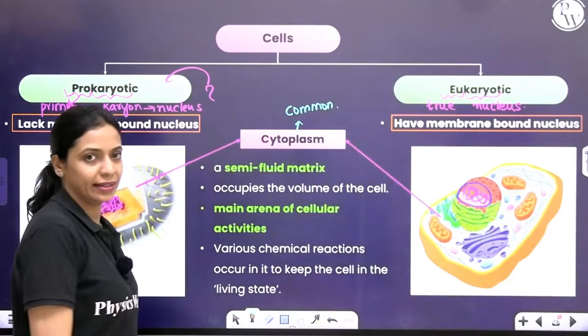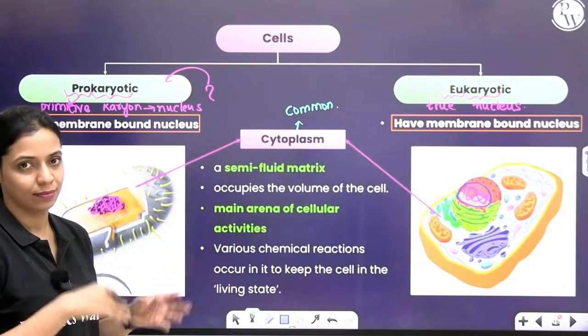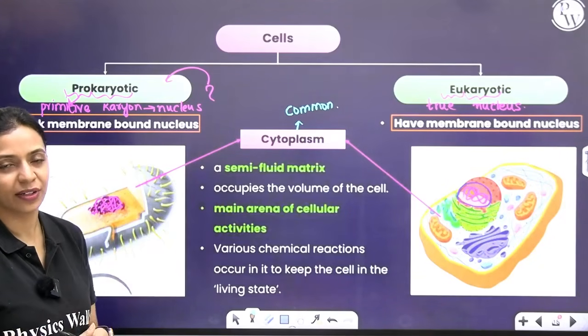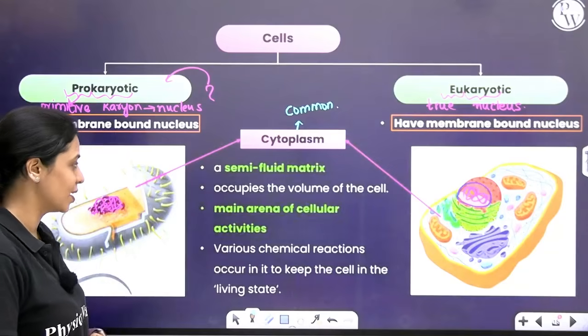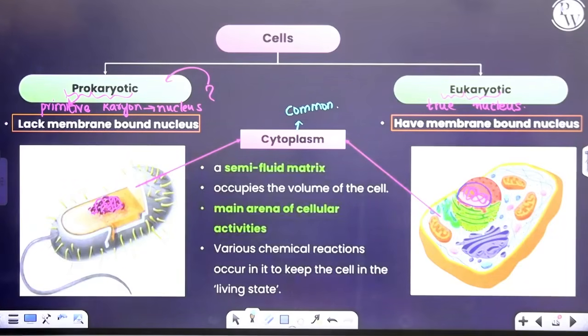Okay? And then this cytoplasm is what will occupy the most volume inside the cell. That is where most of the cellular activities, metabolic reactions will take place. So that is common to both these organisms, or both these types of cells.